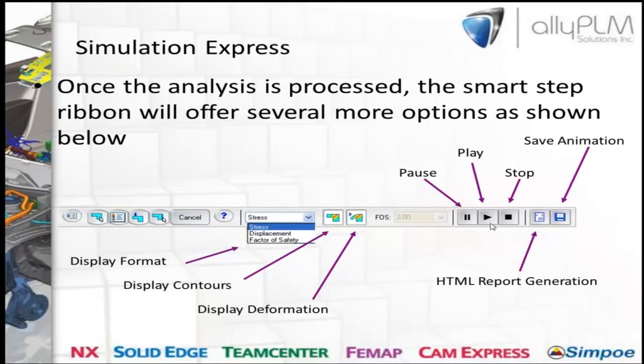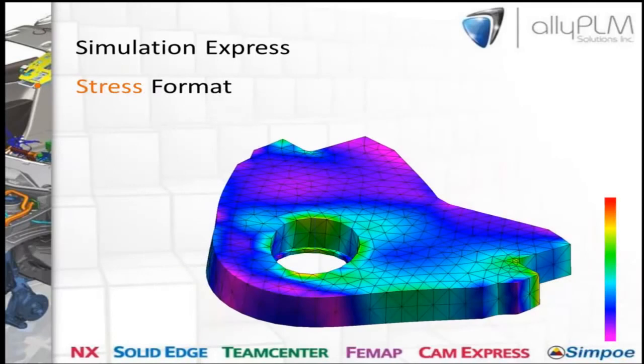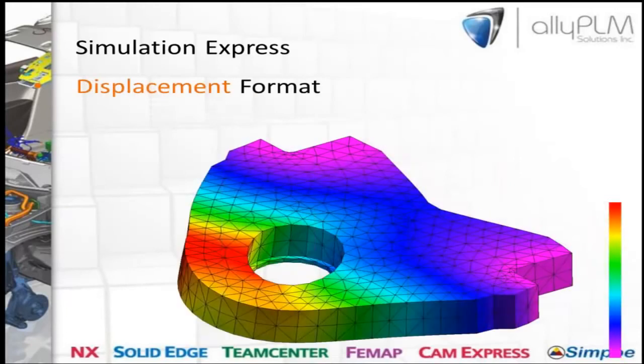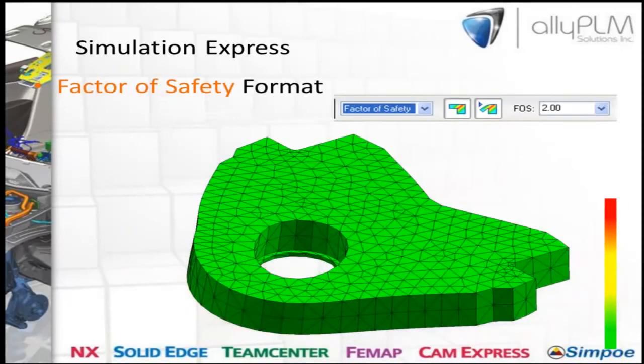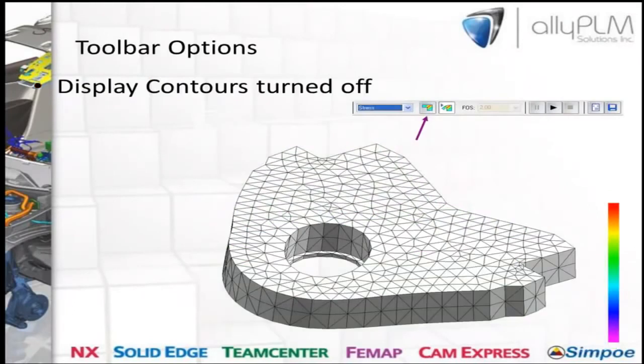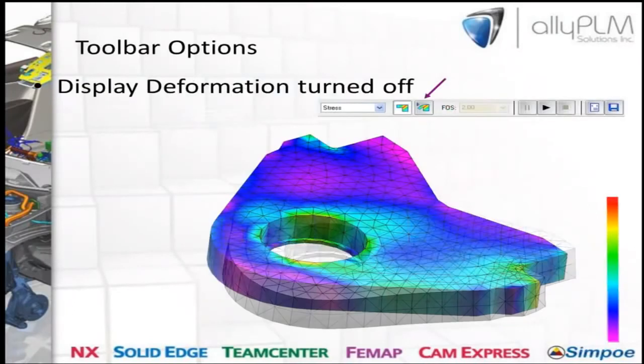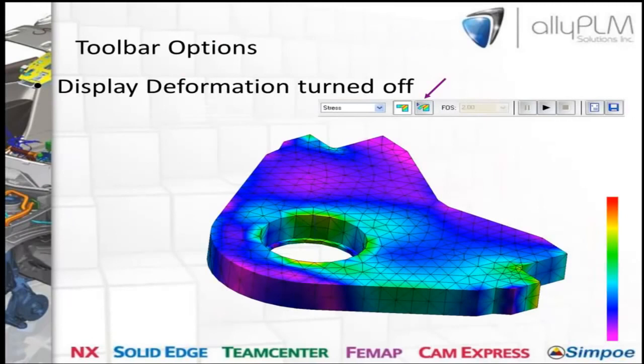And once you have your results, you can also play animations, and also you can save the animations as an AVI file, and also you can generate an HTML report. So these are just screenshots of some of the formats for results: stress format, and this one is a displacement format. You'll notice the face here that highlights in red. So this face would be displaced the most once we apply the load. And then here's a factor of safety. You can also turn contours on and off, and you can also turn off the deformation.